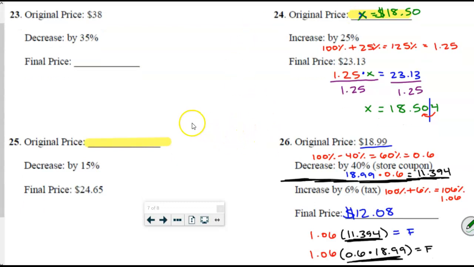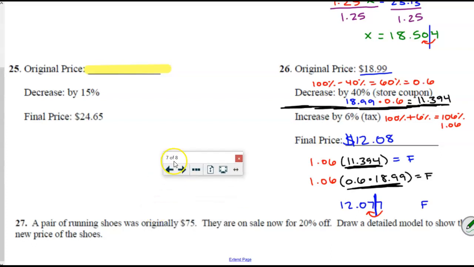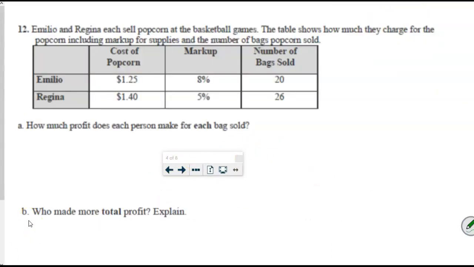We have time for maybe 1 or 2 more problems. Take a look at the review. What other ones do you want to talk about? What other ones do you want to see? All right, it was requested that we go over problem number 12 in class, so we're going to do that.